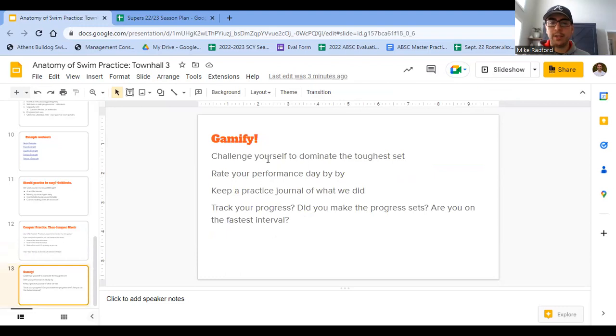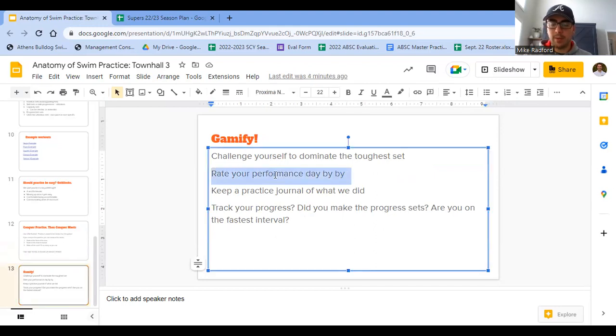And finally, I try to encourage kids to gamify their practices a little bit. Challenge yourself to dominate the hardest set. Identify what the hardest set is going to be that day and make that the one that you want to kick butt on. Rate your performance day by day. Give yourself a grade, 1 to 5, F to A. How did you do that day? And try to be a little better next time.